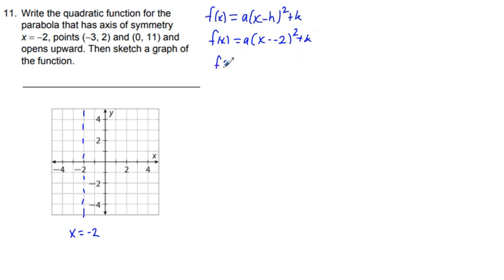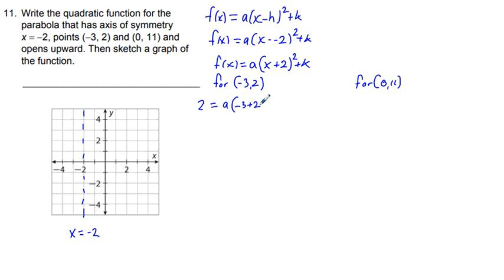And x minus -2 is x plus 2, squared plus k. And so now we're going to use our different points. On the left, I'm going to create an equation using the coordinate pair (-3, 2), and over on the right, I'm going to use that same equation for the coordinate pair (0, 11). So using (-3, 2), we have 2 is equal to a times (-3 plus 2) squared plus k. Simplifying, -3 plus 2 is -1, and -1 squared is 1. So we have 2 equals a plus k.